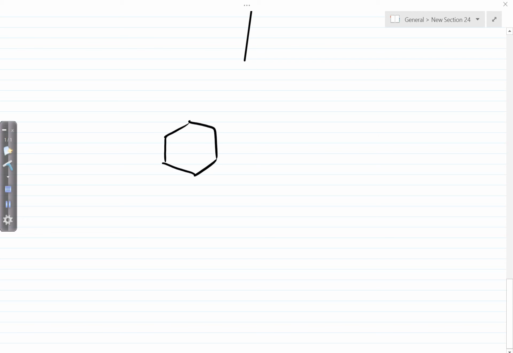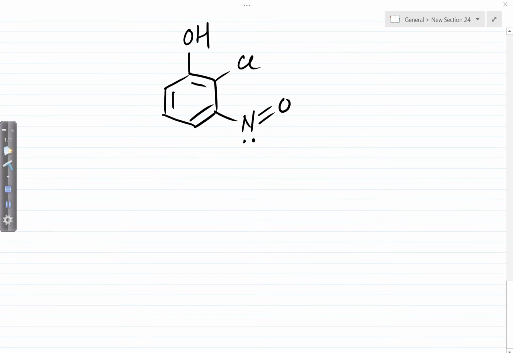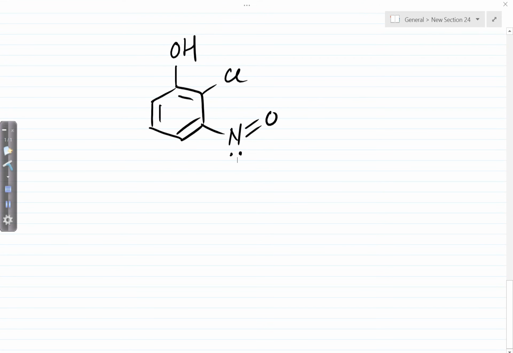Remember, you must satisfy these 5. So there must be 5 double bonds or 4 double bonds plus 1 ring. I already drew 1 for you, which is here. You can take a look: 1, 2, 3, 4, 5. So I satisfy the 5.